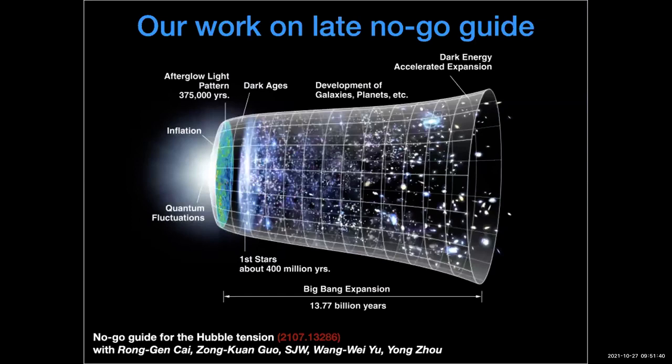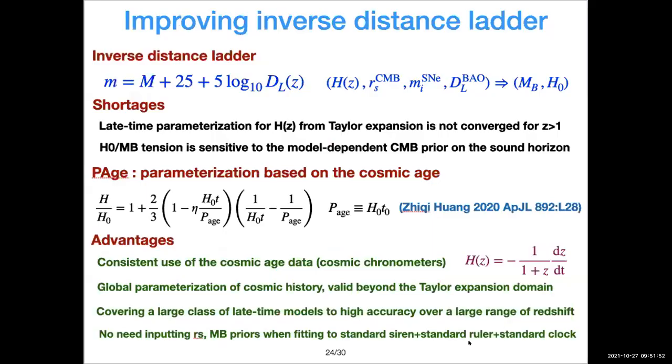Let me introduce our third work on the improved Hubble argument for the late-time model. So to improve the local distance ladder, we know that the late-time parameterization for H(z) from the Taylor expansion is actually not converged at larger redshift. And also the H0 tension or the M_B tension or even the S8 tension is actually very sensitive to the model dependent CMB prior on the sound horizon.